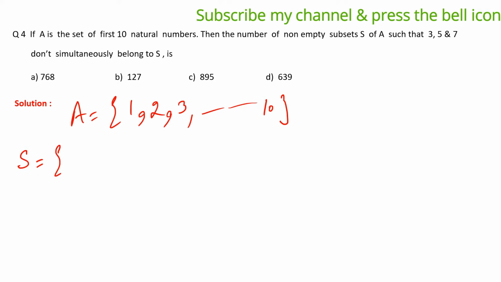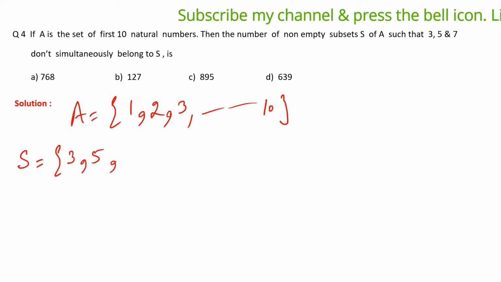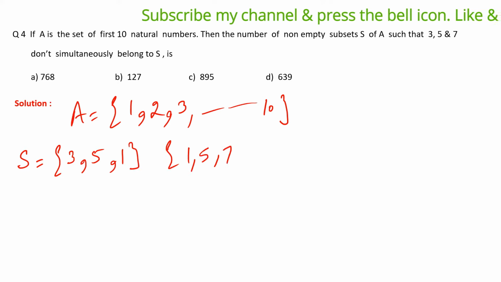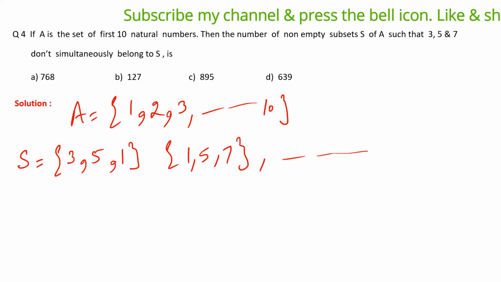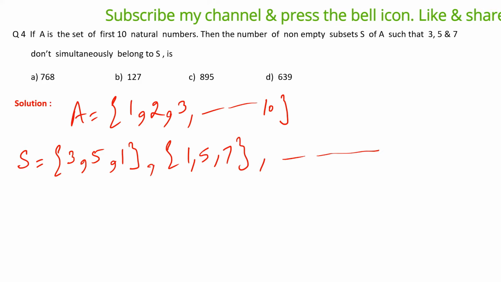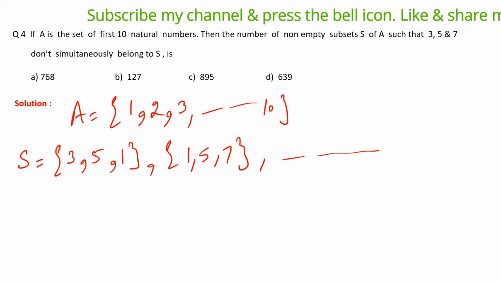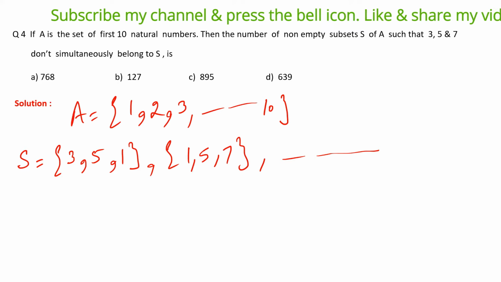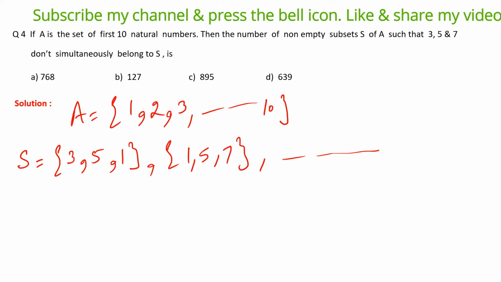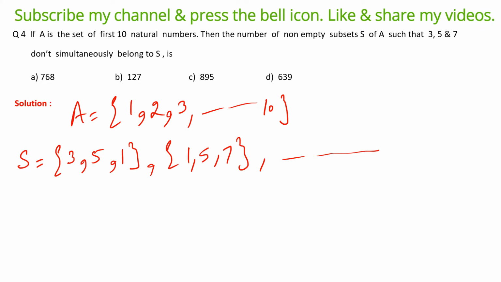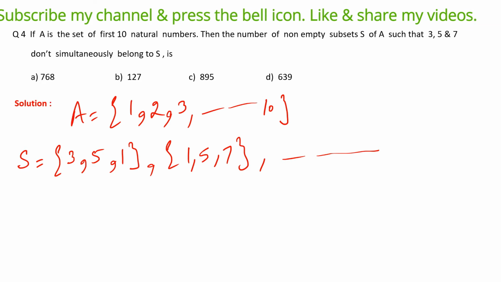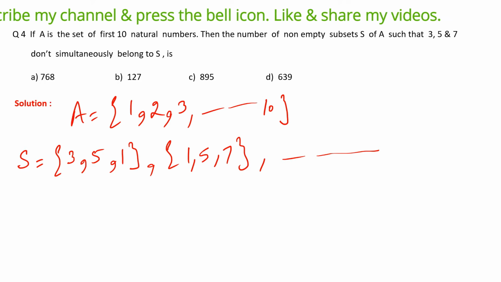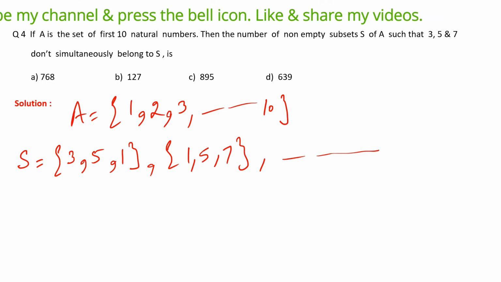S may be of the form like {3, 5} or {1}. Fine. It may be of the form like {1, 5, 7} and so on. I hope you have got the meaning of the question. Now, to solve this problem, first of all, let us find the total number of non-empty subsets of the given set A. Now, since A has 10 elements, by the formula, if a set has n elements, then the total number of its subsets is 2 to the power n.